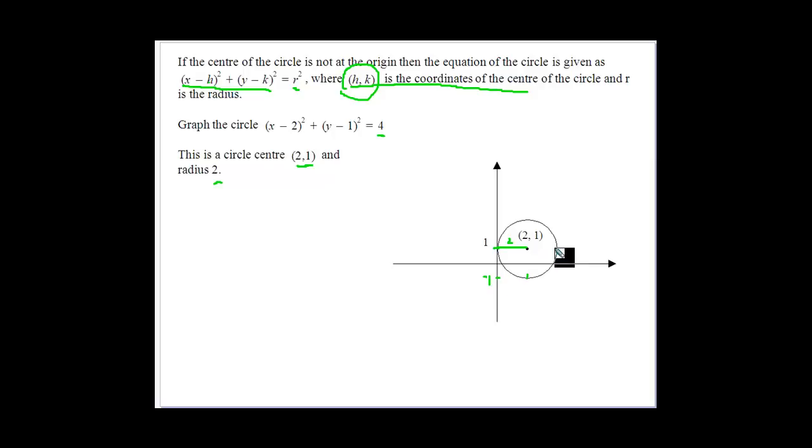Across here, we're going straight across 2 units that way, so the point would be 4, 1. And going up 2 units, it's going to be the point 2, 3. So we can plot some points pretty easily on the circle. Some not so easily: where it cuts the x and y axes is not so easy with this one. So bear that in mind.